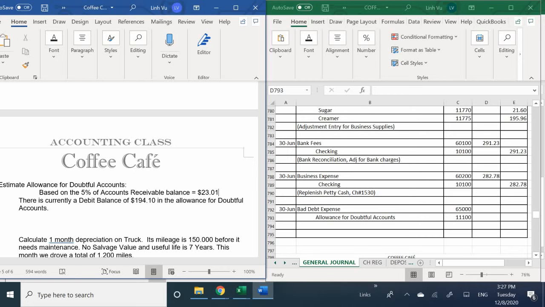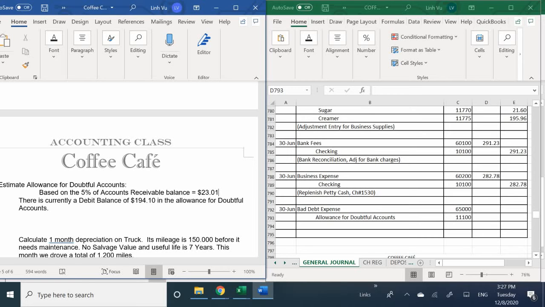Estimated accounts receivable balance in the allowance. Debit, add. Credit, subtract. Okay, so what am I adding and what am I subtracting? You're on the right track. You're going to add the 23.01 to the 194.10. Okay, well, the opposite way. Oh, okay, so you subtract.